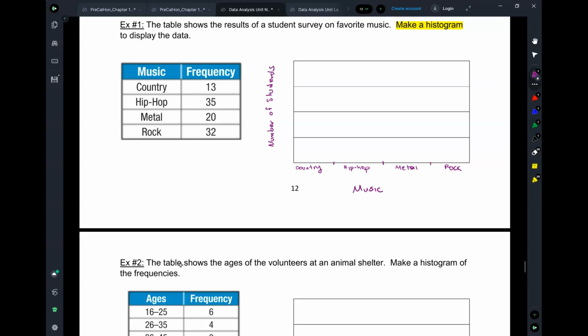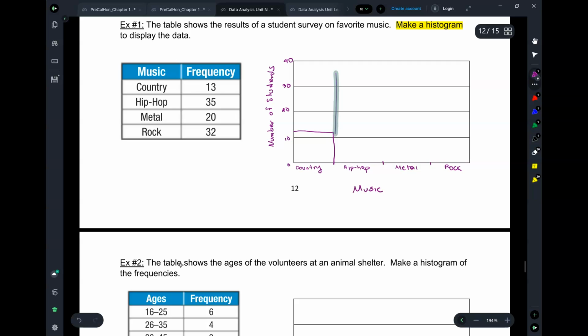So maybe if we go by tens, this is 0, 10, 20, 30, 40, right? You have to make sure it doesn't go over, right? It doesn't go outside of the grid. And you also have to make sure that it's nice and pretty. Okay, so how many people like country music? 13. So this is about where 13 is. Okay. How many people like hip hop? 35. So that's about here, halfway, right?